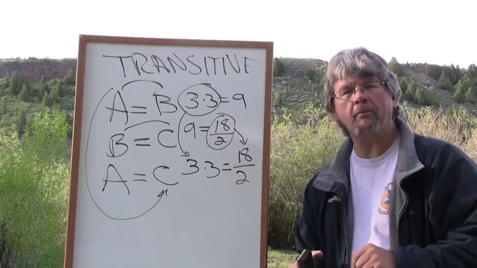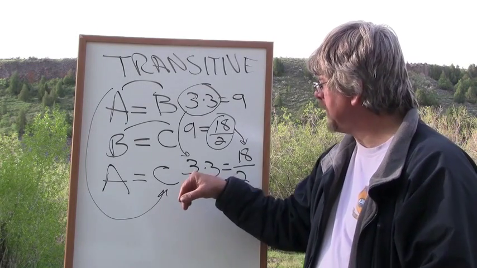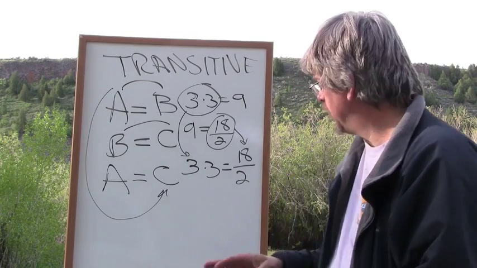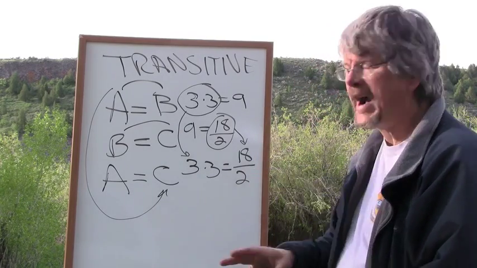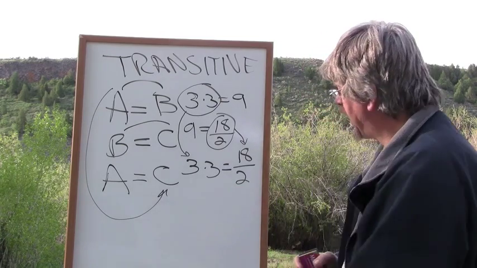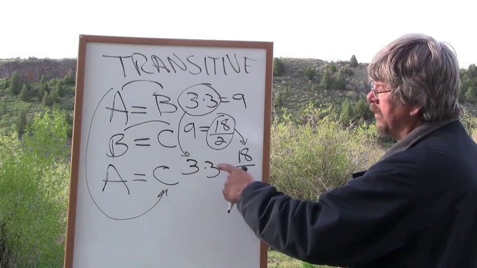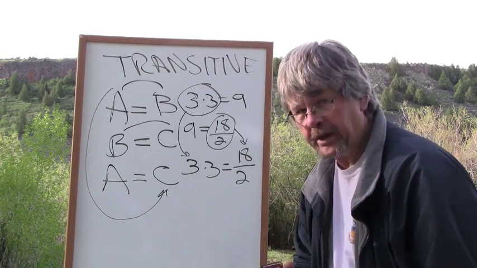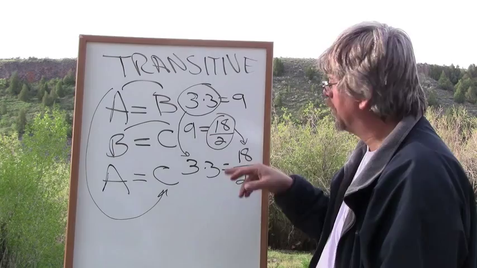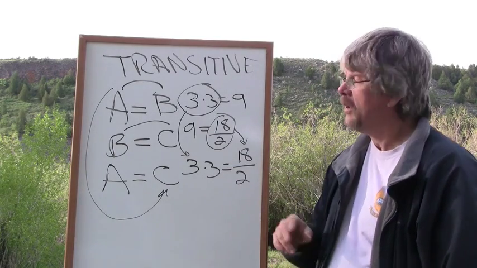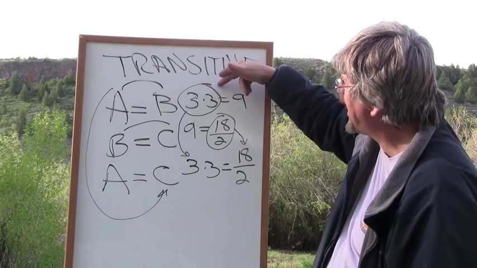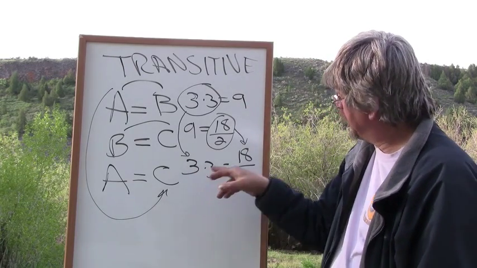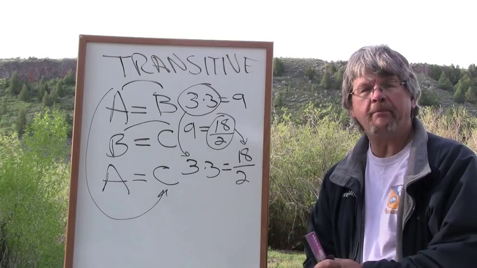We have two different operations in this, don't we? 3 multiplied by 3. We also have a division, 18 divided by 2, but they are equal. A is equal to B: 3 times 3 is 9. B is equal to C: 9 is equal to 18 divided by 2. So it's perfectly logical that A is equal to C as well. 3 times 3 is 18 divided by 2.